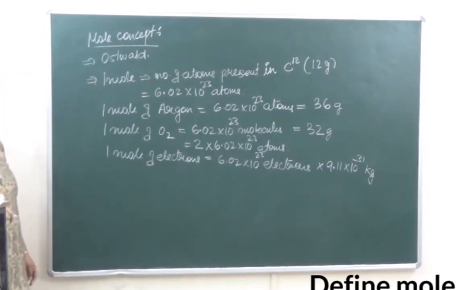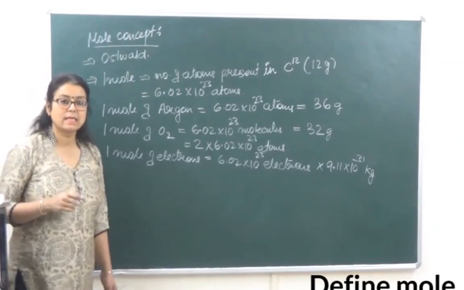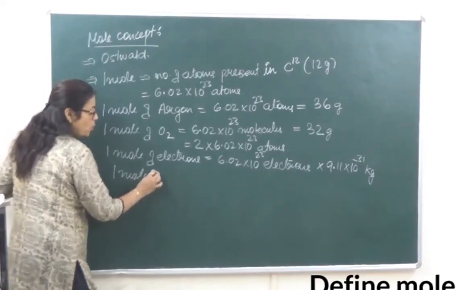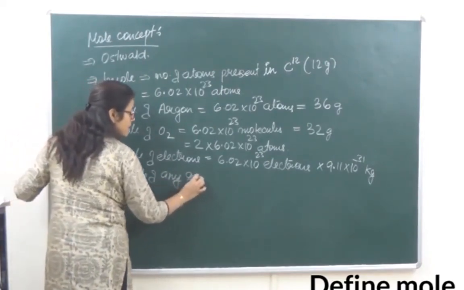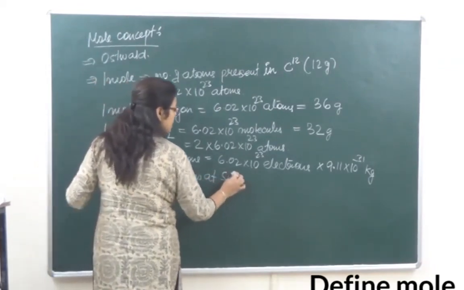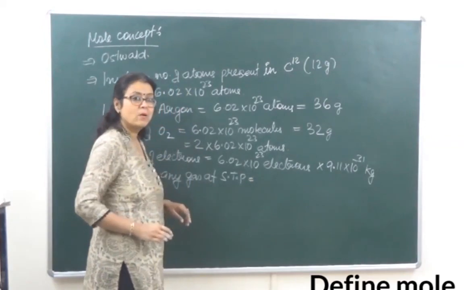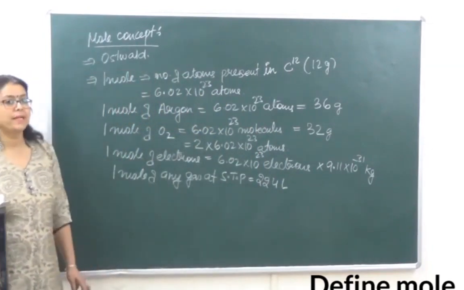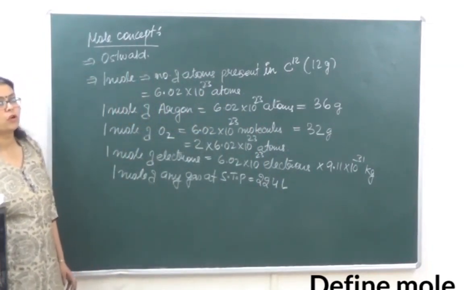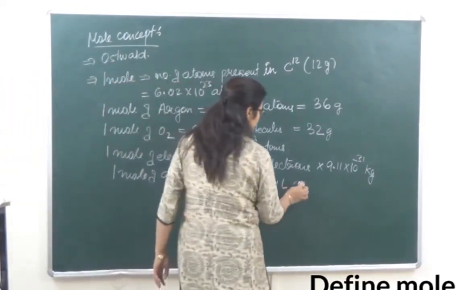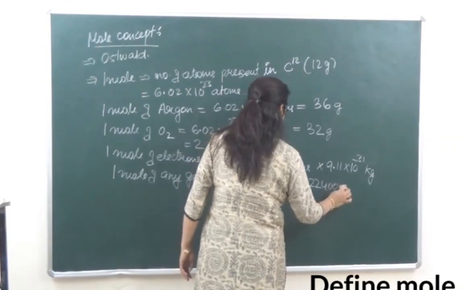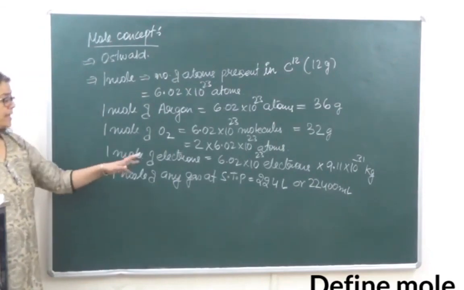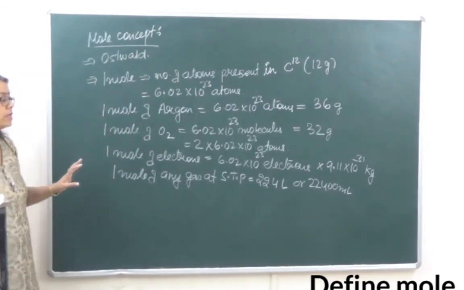But before that, one more thing is left: if we consider gases, then 1 mole of every gas, in fact 1 mole of any gas at STP, how much volume will it occupy? It is going to occupy 22.4 liters of volume, or 22400 ml of volume, right? So 1 mole of any gas at STP will have 22.4 liters of volume.